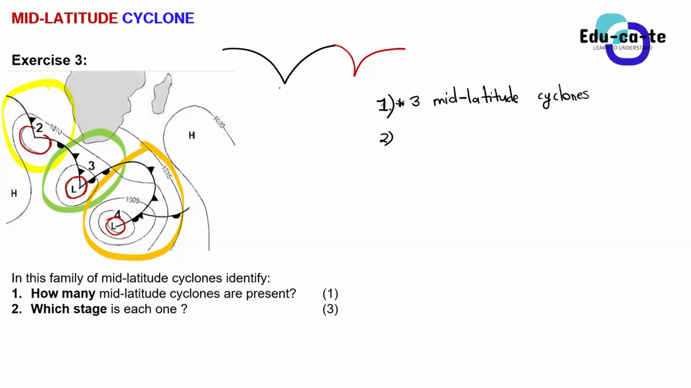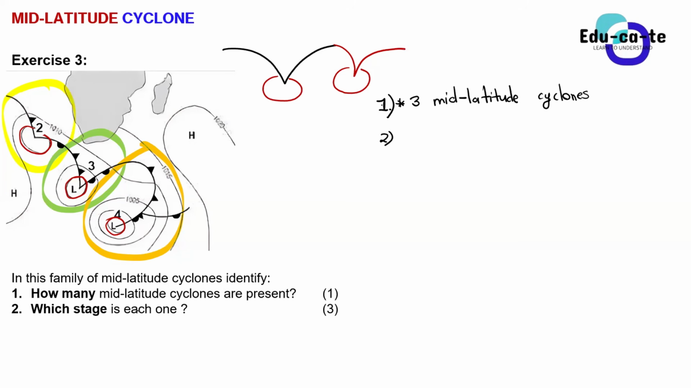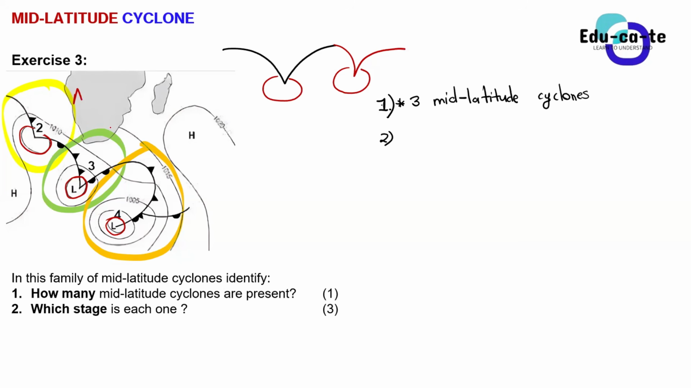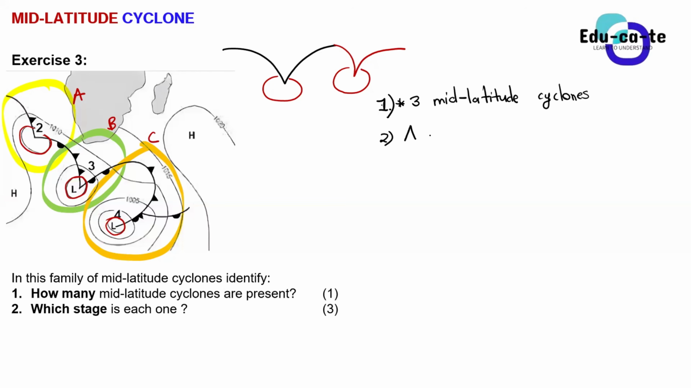Yes, sir. At each and every V, you are going to see isobars that show the atmospheric pressure of that particular pressure center. Okay, so now which stage is each one of these mid-latitude cyclones in? Let's call this one mid-latitude cyclone A. This one is B, the green one, and then C, the orange one. So let's look at A first. Which stage of development is it in?